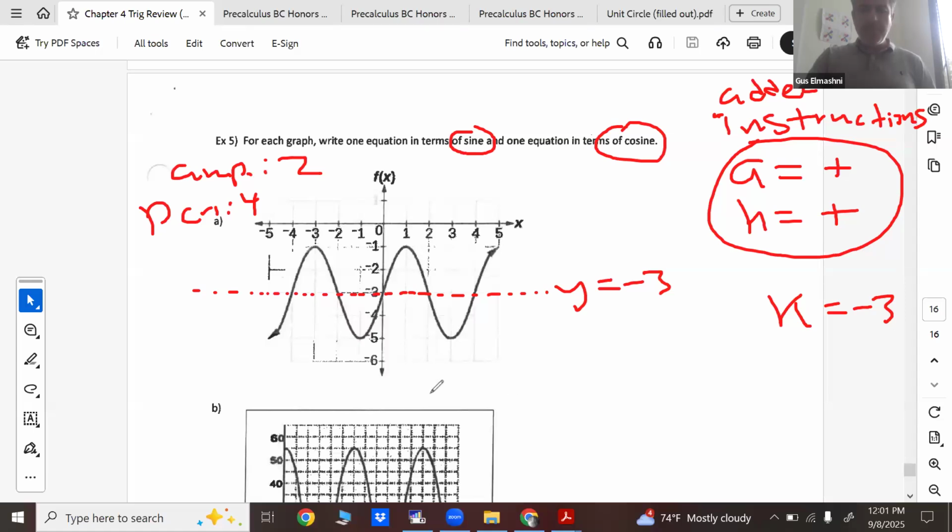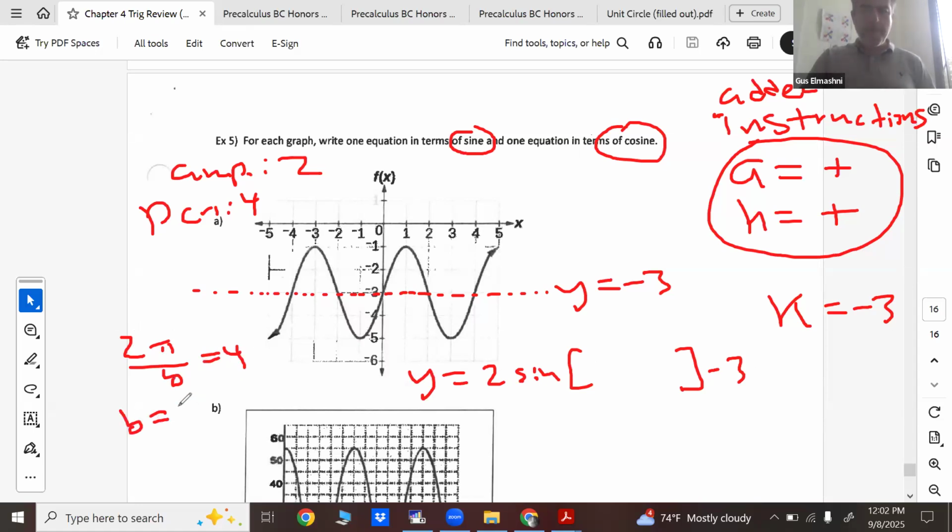Okay. So y equals 2 sine bracket, then -3. So 2 pi over b equals 4. What would b equal, guys? Pi over 2, love it. And I don't have a phase shift. Nope. So you can just write that.